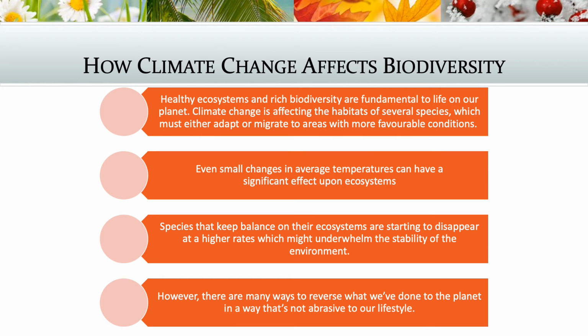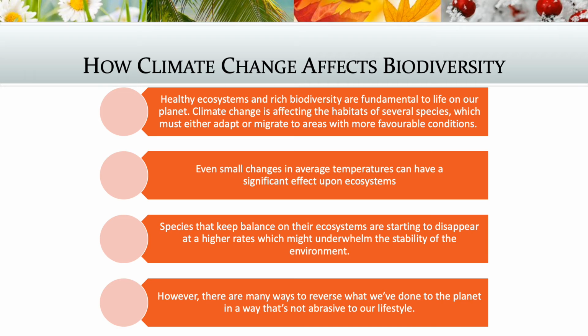We know the definitions. Let's talk about how climate change affects biodiversity and vice versa. We talked about biodiversity and how it controls climate change. It's been a proven fact that the more biodiverse an ecosystem is, the more prone it is to resist climate change. Healthy ecosystems and rich biodiversity are fundamental to life on the planet. However, the climate change we're causing is affecting the habitats of several species, which must either adapt or migrate. The problem with migrating is that even if they find the temperature they're looking for, they have to adapt to different ways of finding food and different predators that might roam the area.